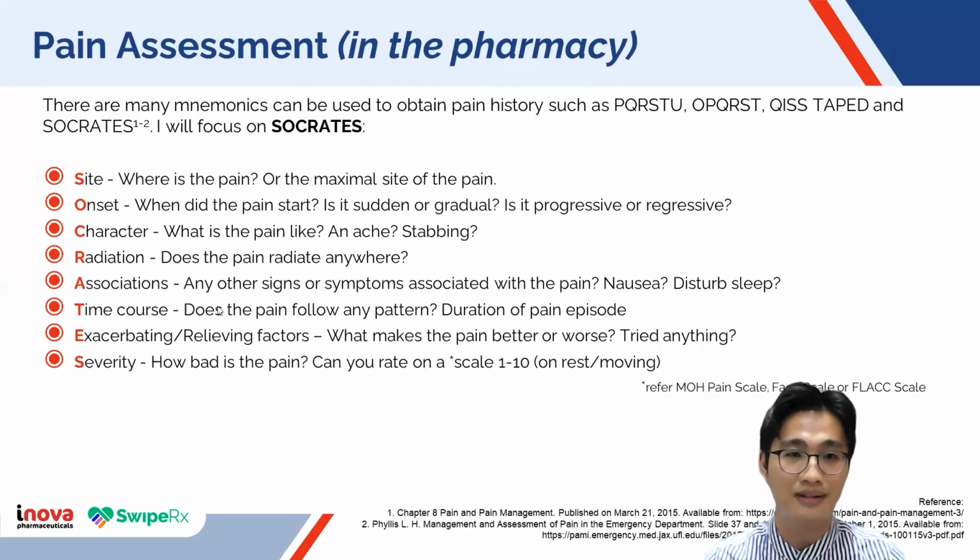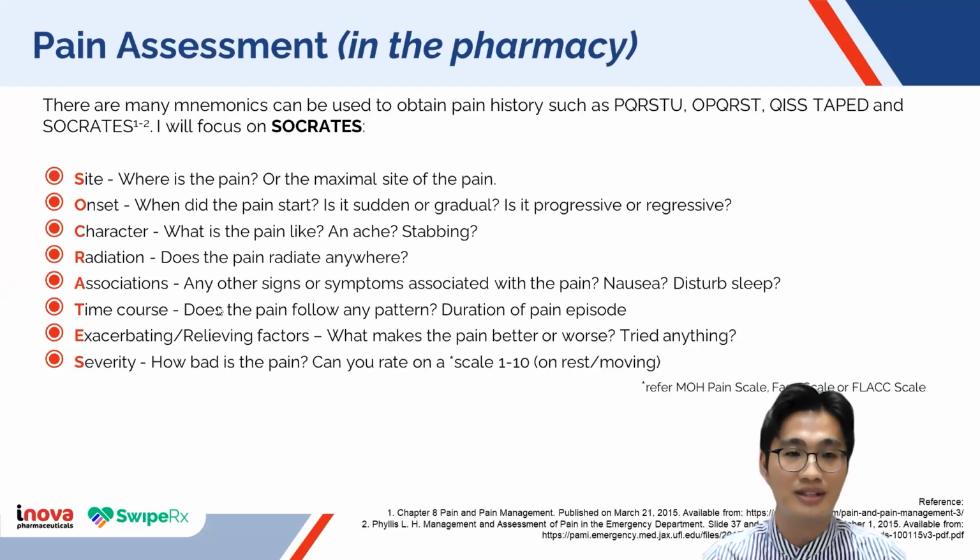Is it a sudden pain or a gradual pain? Is the pain progressive, or getting lesser, a regressive pain? What are the characteristics of the pain? Is it an aching, stabbing or throbbing pain? Does it radiate to other places? Because we need to identify the red flags. Association: any other signs and symptoms associated with it, such as nausea, does it disturb your sleep? In terms of time course, does the pain follow any pattern, such as the duration, how long already? Is it less than 3 months or more than 3 months? Any exacerbating or relieving factors? What makes your pain feel better or make it worse? Or have you tried anything?